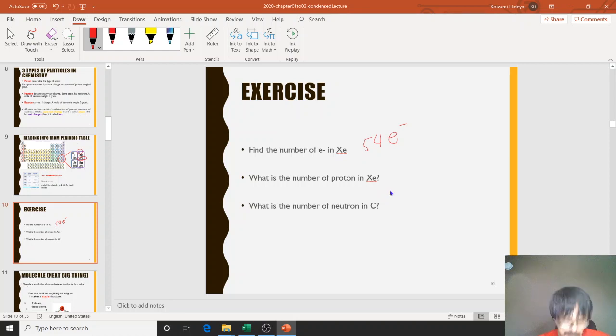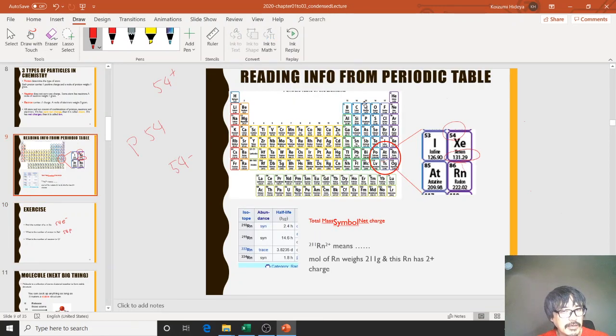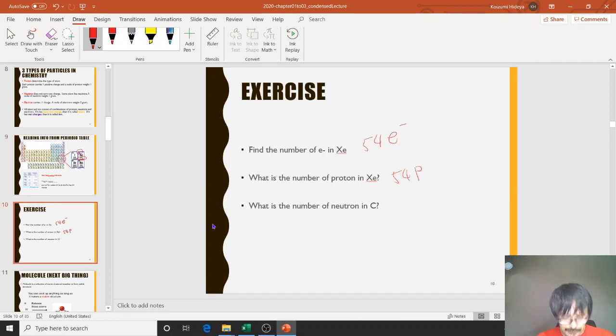What is the number of protons in xenon? It's 54 protons, right? What is the number of neutrons in carbon? So let's take a look at this carbon right here. I don't know if you can actually see this one, but it's 12.00 something, so it's close to 12. Carbon is 6, and then that mass is 12. Something like this in a periodic table.